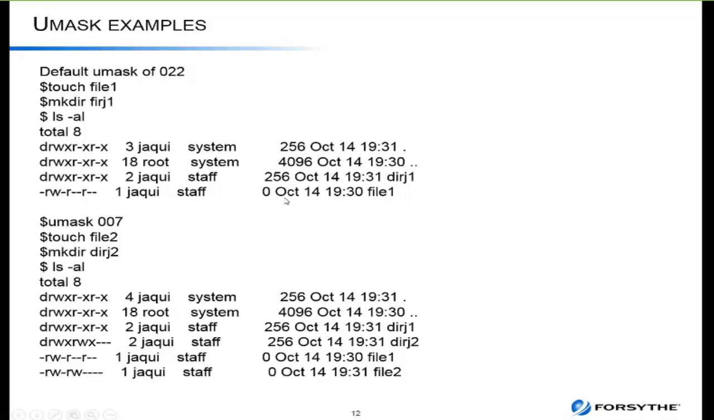Okay, if I change that UMask to 007 and create the files, now you can see the difference in the permissions for file 2 and the directory. It's a good thing to understand this, and you can actually specify default UMasks. I think you can do it in /etc/security. I'm not sure if it's in login.config. You can certainly specify it in /etc/profile or /etc/environment.